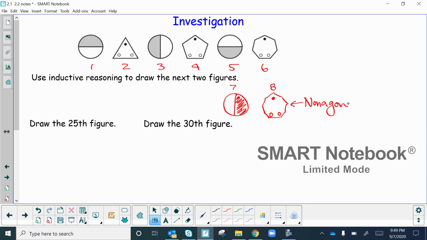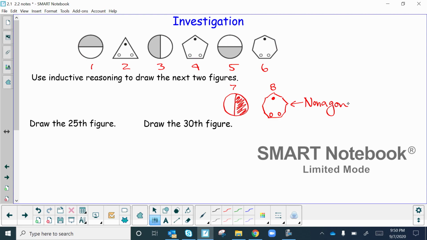Okay, so now it jumps even a little bit more difficult. It says draw the 25th figure and then draw the 30th figure. So now we have to start looking at patterns that look way ahead. So we want to start thinking of maybe some type of either a rule or an equation that I could apply. One thing that I do notice is all the odd numbered terms are circles.